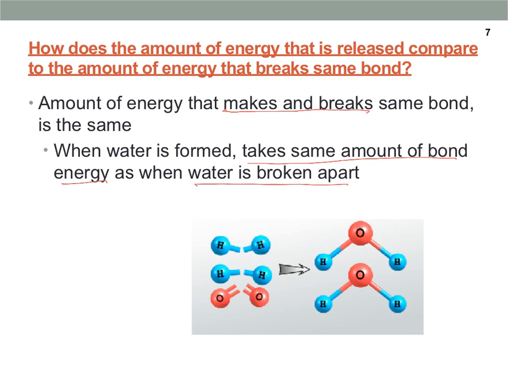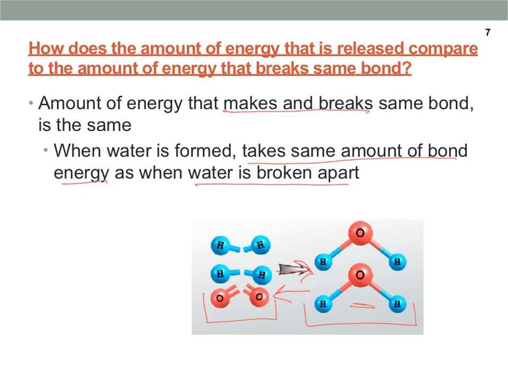So in this example here, hydrogen gas and oxygen gas are combined to form water, right? If this reaction were reversed, where we're breaking the water, the energy required to break these bonds between the oxygens and hydrogens of water would be the same as it took to form the water from hydrogens and oxygens in the first place.